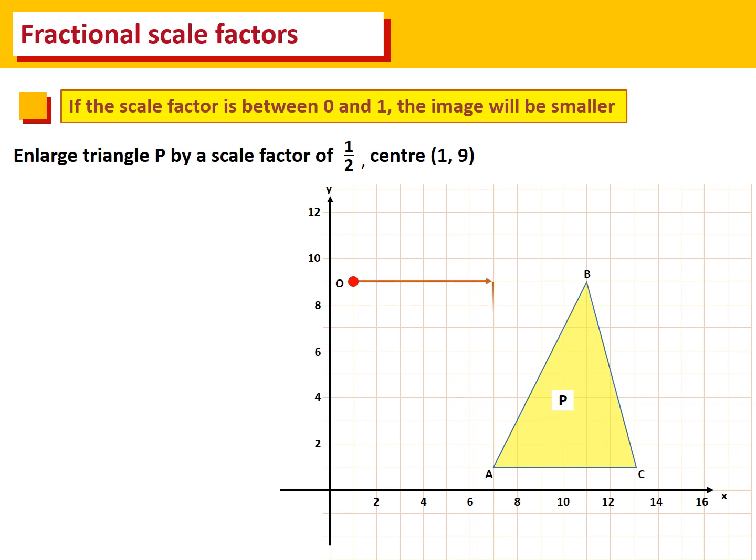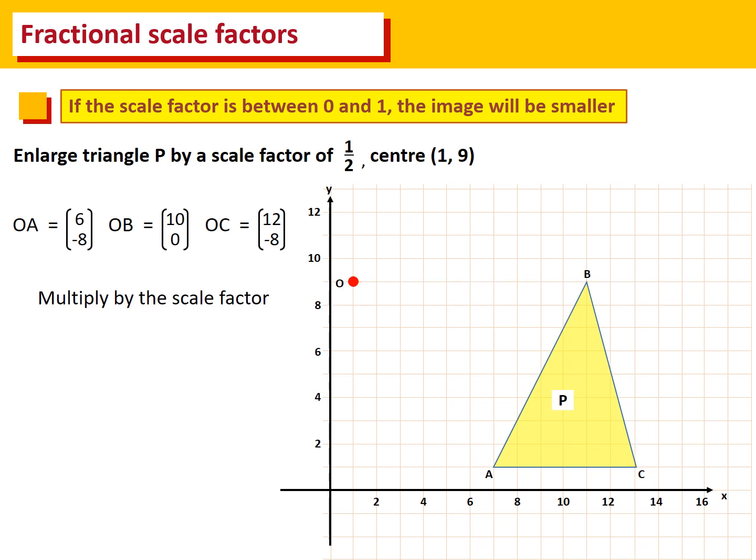We find the vector from the centre of enlargement to each of the points. From O to A, the vector is 6, negative 8. To get from O to B, it's 10, 0. 10 to the right and no distance up or down in the y direction. And finally, to get from O to C, 12 to the right and 8 down gives us a vector of 12, negative 8.